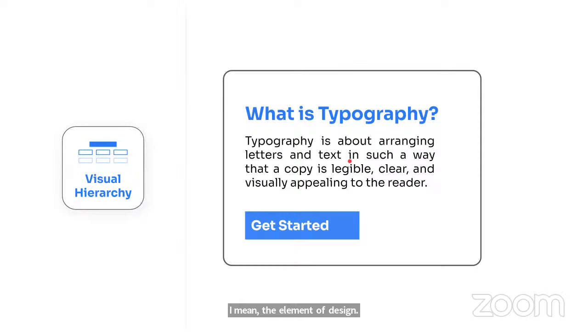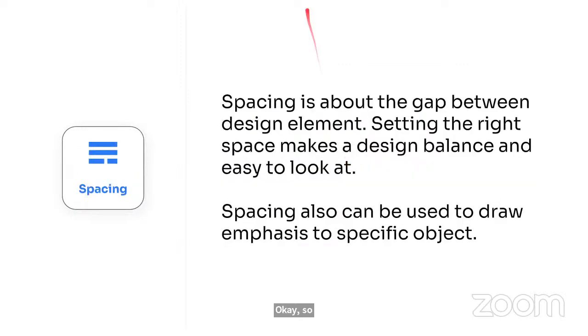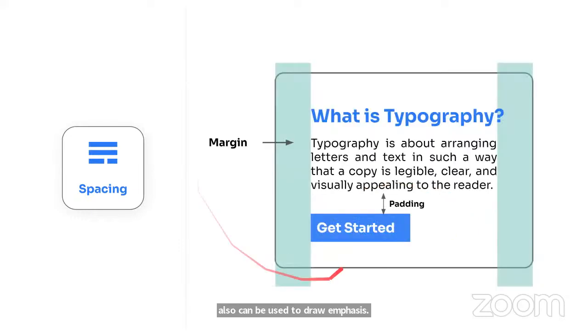Okay. So next you're going to be looking at spacing in design. If you remember, we talked about space in the elements. Now you're going to use that space as a principle, and I talked about it initially. The principle of spacing is that there should be an equal amount of gap between design elements. So I would say space is all about the gap between design elements. Setting the right space makes a design balanced and easy to look at. Spacing also can be used to draw emphasis to a specific design. So observe, we are now applying spacing here.